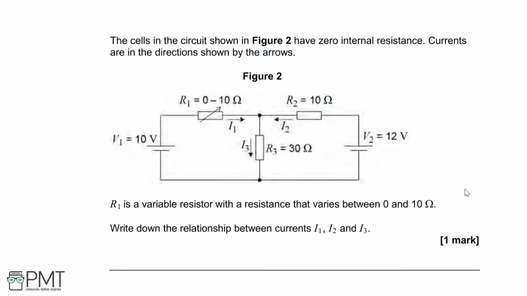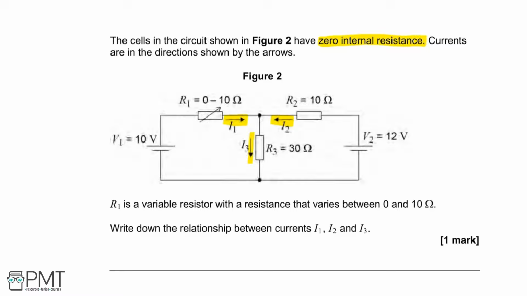So now we're on to a question on electrical circuits. So let's have a look at what the question is asking for to start with. The cells in the circuit shown in figure 2 have zero internal resistance. Currents are in the directions shown by the arrows. So we can see these arrows down here that we're interested in. R1 is a variable resistor with a resistance that varies between 0 and 10 ohms.